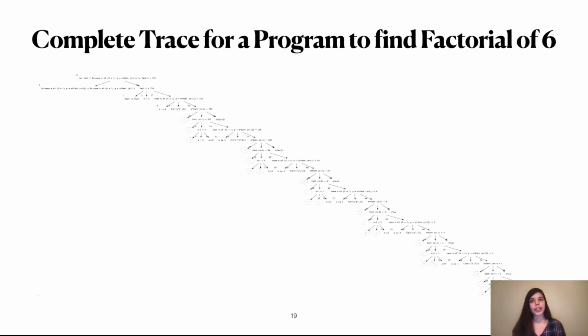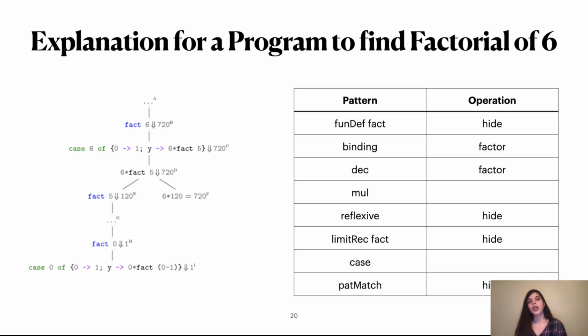Now, one such explanation can be the one that is over here on the left side. What you see on the right side is kind of a user interface. In our prototype, we have defined a set of patterns, and the user can select if they want to hide using that pattern, factor using that pattern, or maybe just not apply any operation using the pattern. So here we hide all the top level declarations, we factor all binding nodes, we factor all the decrements, say 6 minus 1, we hide reflexive judgments, we hide pattern match judgments, and a lot of other things. But the user does not want to hide or factor case expressions. They want to keep the case expressions or the multiplication judgments.